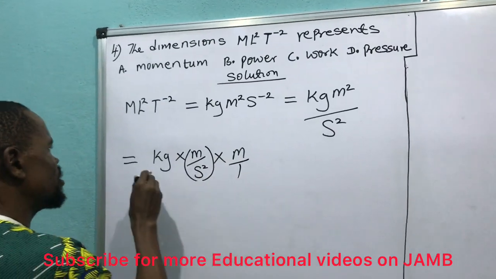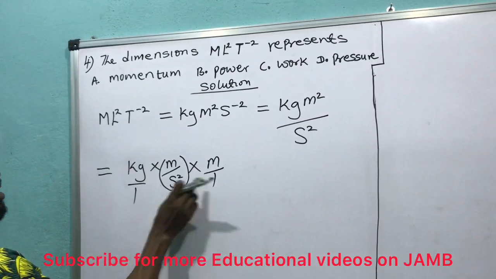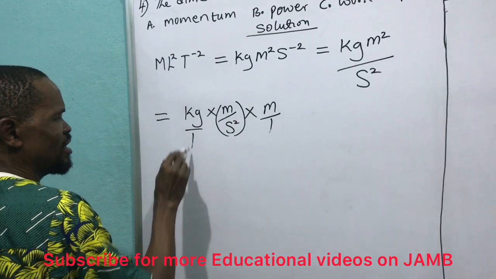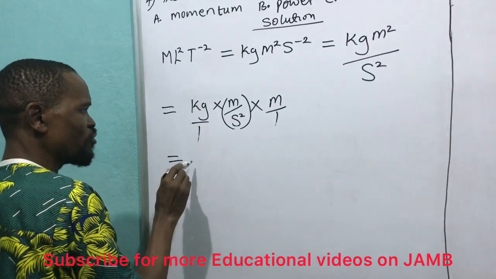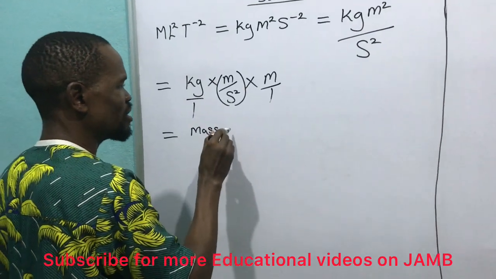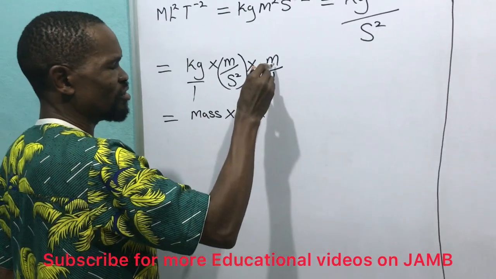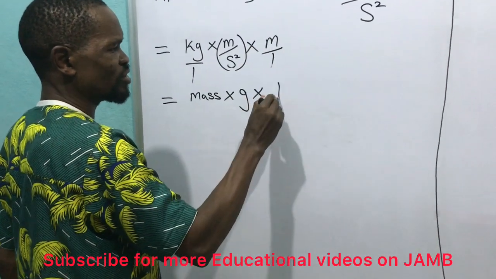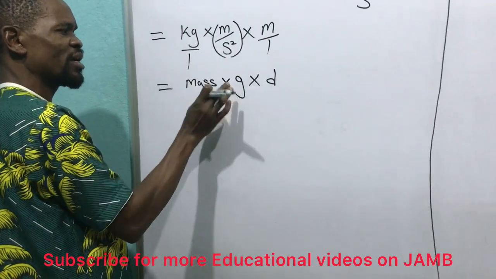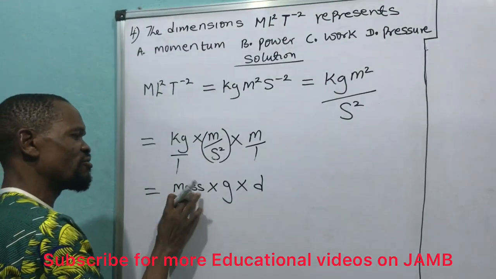That times m, this is over 1, and this time this will give me this back. This implies this is the unit of mass, and this is acceleration due to gravity. This is meter, the unit of distance. This is meter per second square, the unit of acceleration due to gravity. And this is the unit of mass.